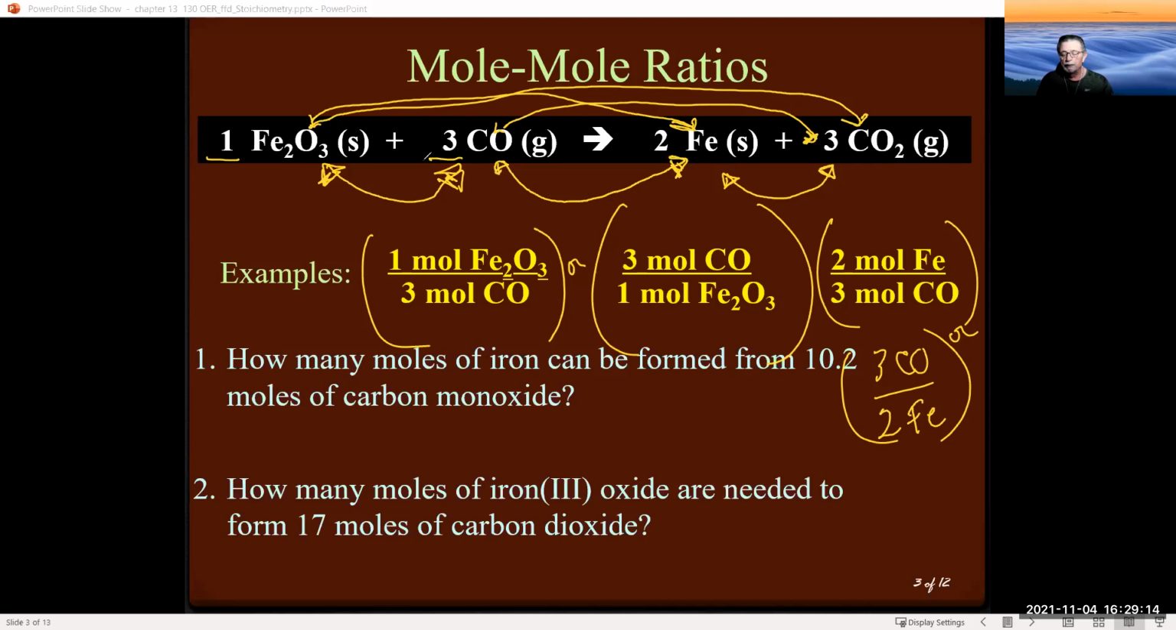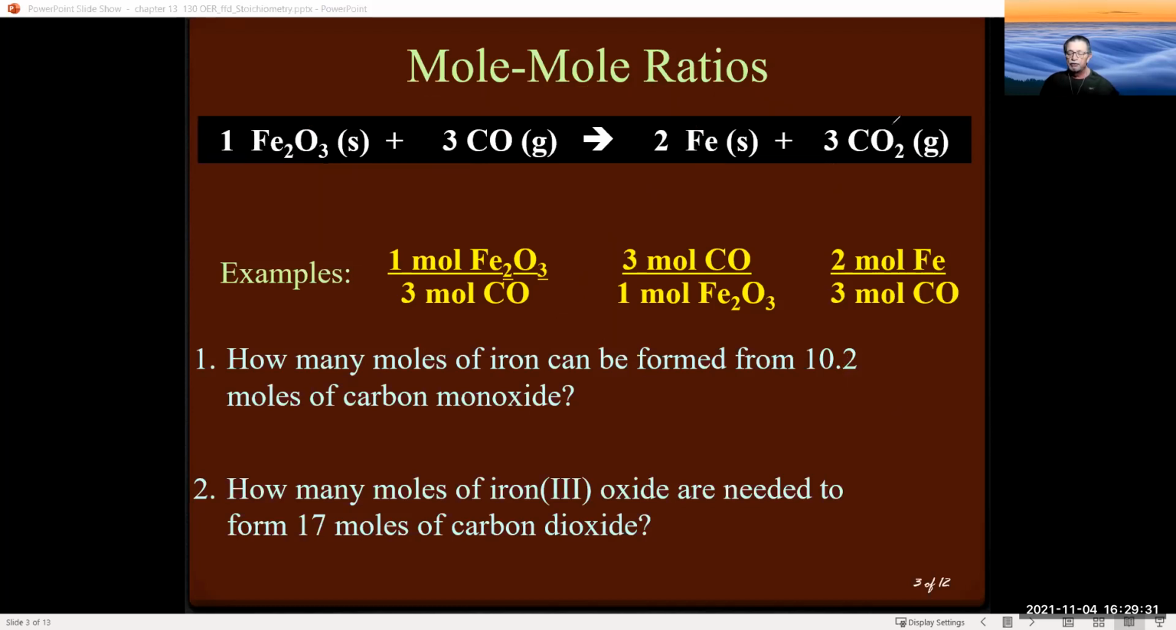And when we write that reaction, we put it down, then we balance it out, then we make note of that ratio because we may require one of these ratios to do some calculations, as they have here in question number 1. So let's clear this up. So you have an equation, and now you're asked the question, how many moles of iron, okay, identify what you're looking for, can be formed from 10.2 moles of carbon monoxide.